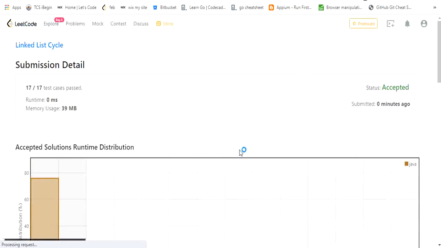This algorithm runs in order of n time, where n is the size of the linked list.